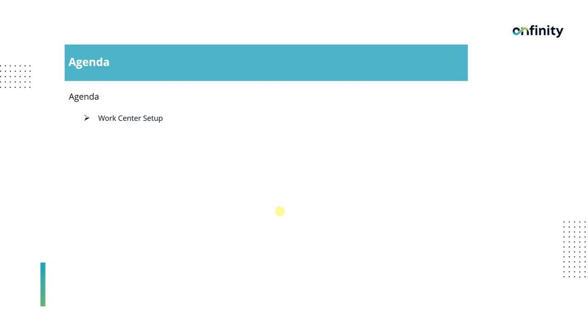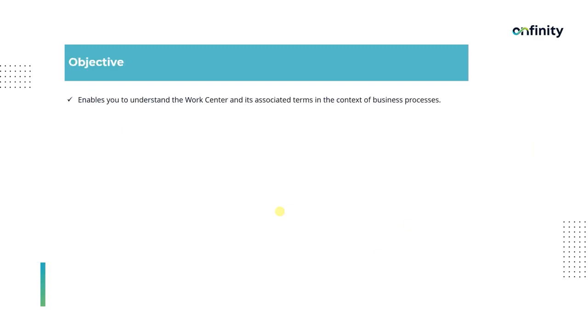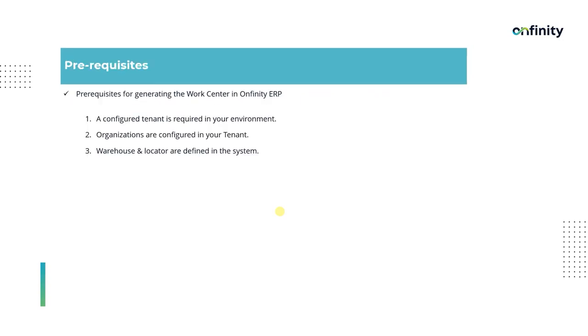So here is the agenda for today's session. The objective enables you to understand the work center and its associated terms in the context of business processes. The prerequisites for generating the work center in Onfinity ERP require a configured tenant in your environment. Organizations must be configured in your tenant, and warehouses with locators should already be defined in the system.